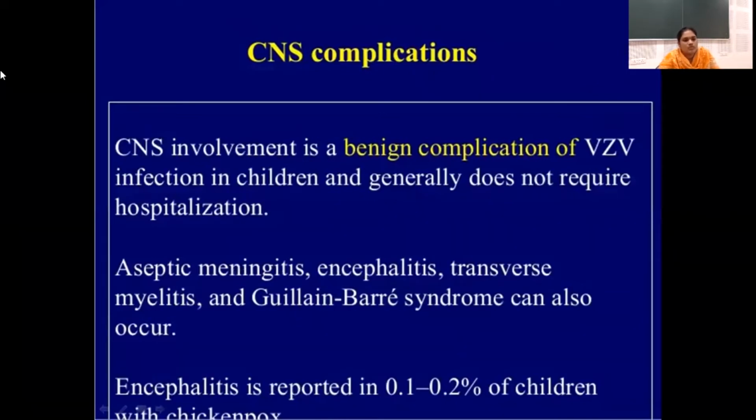Then the CNS complications. These are benign complications of varicella zoster infection in children and generally do not require hospitalization. Aseptic meningitis, encephalitis, transverse myelitis, and Guillain-Barré syndrome can occur. Encephalitis is reported in 0.1 to 0.2% of children with chickenpox. Cerebellar ataxia can also be seen. So it is also a CNS complication.